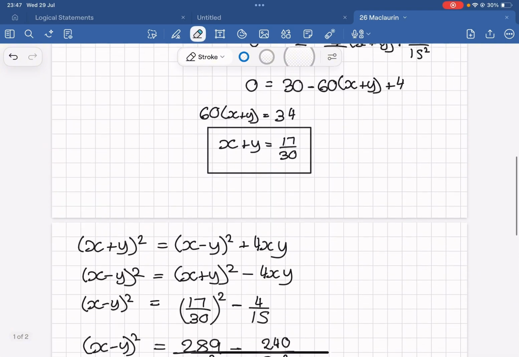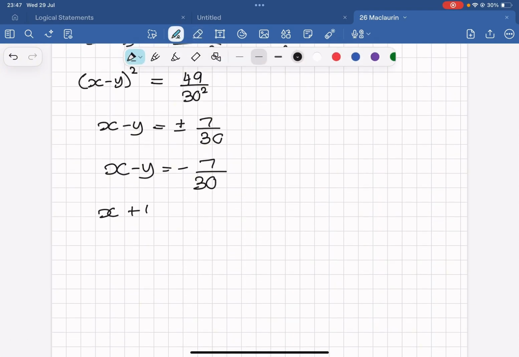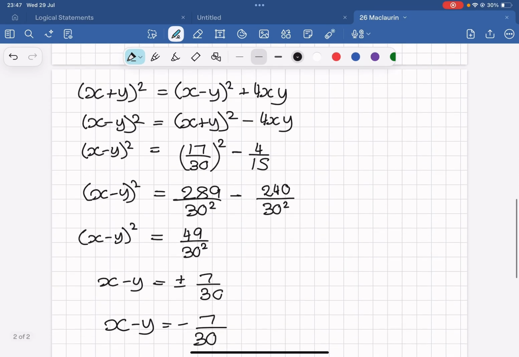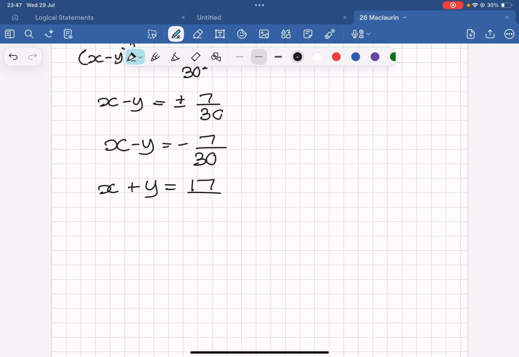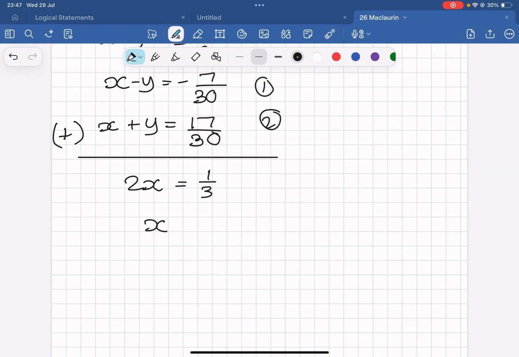So how does this help us? Well, we did have x plus y. So if you write this underneath, you might notice that all we have to do now is simultaneous equations. Let's call this 1, call this 2. Let's add 1 and 2. We have 2x equals 10 over 30, which is the same as a third, meaning x equals a sixth. And that's it.